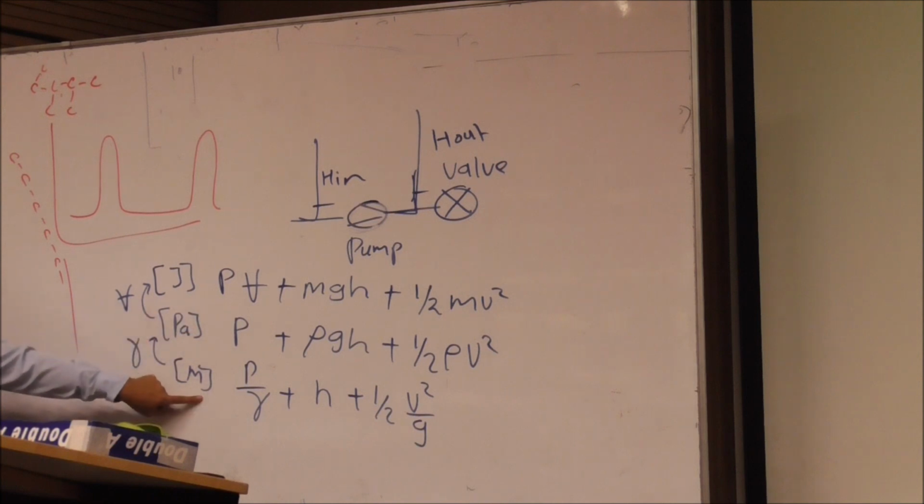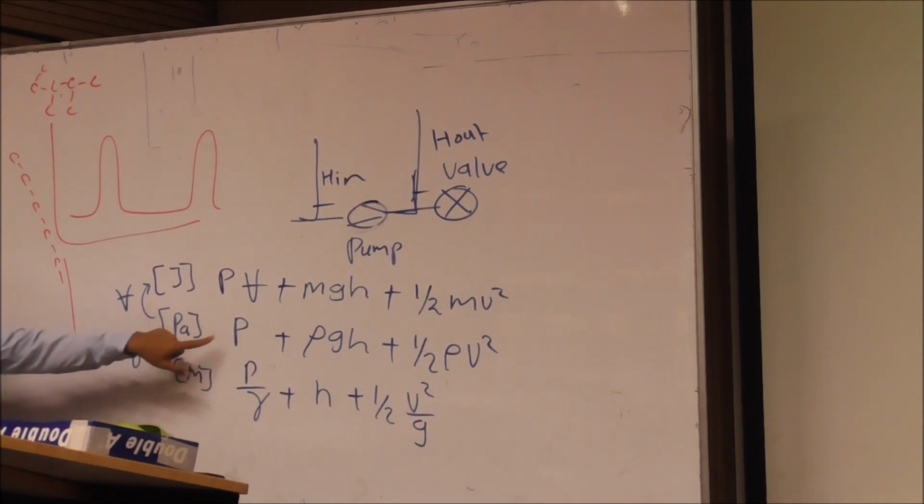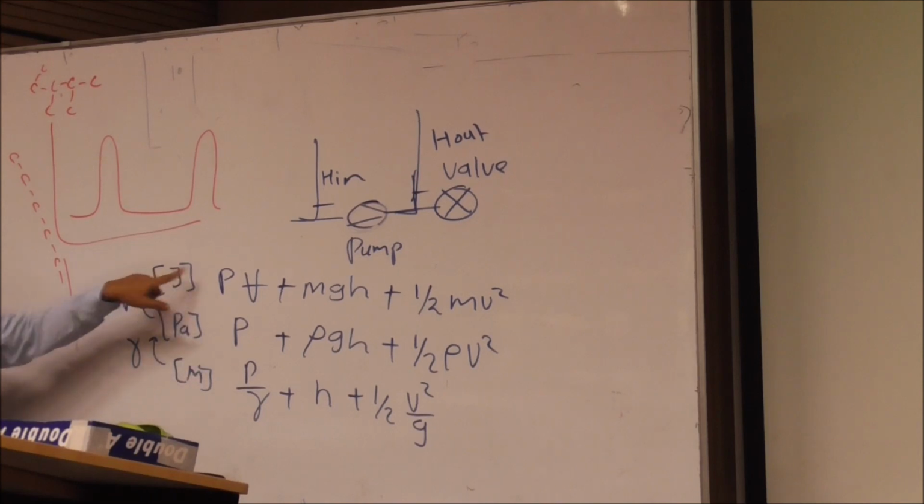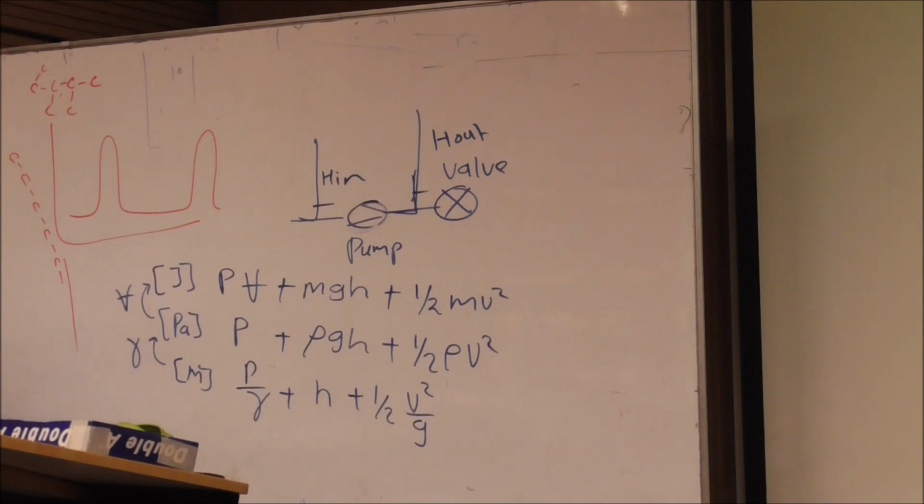So if you get the head, you can calculate the pressure, if you know the gamma. When you know the pressure, you can calculate the energy, when you know the volume. As simple as that. So if you get the head, you can calculate the power needed, because you get the energy here. Joule divided by second, you get the watt.